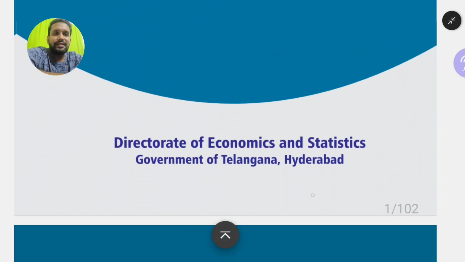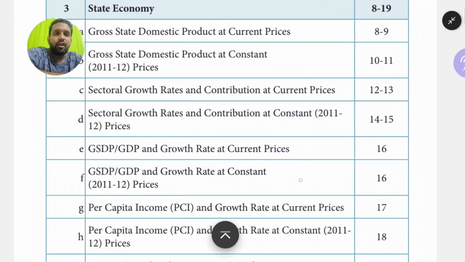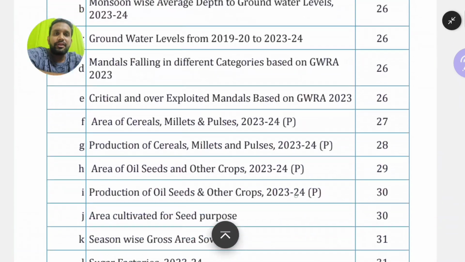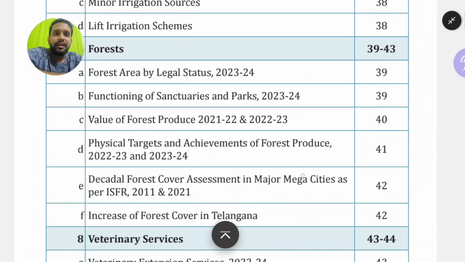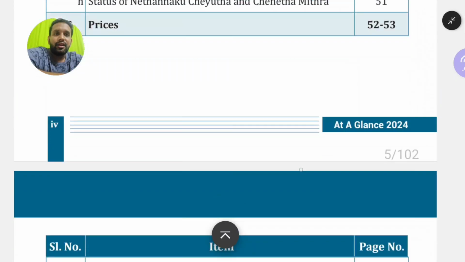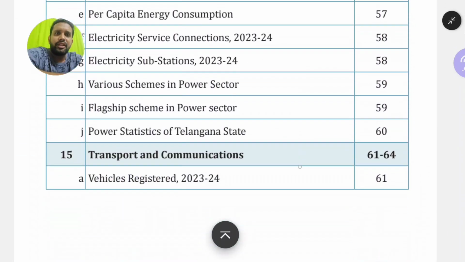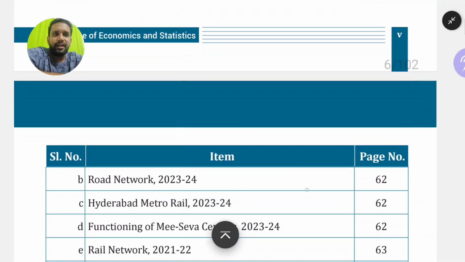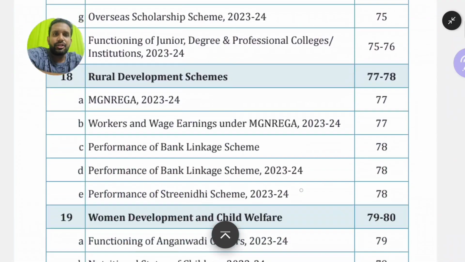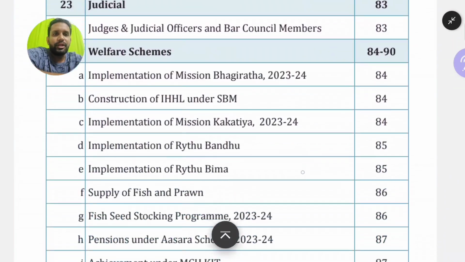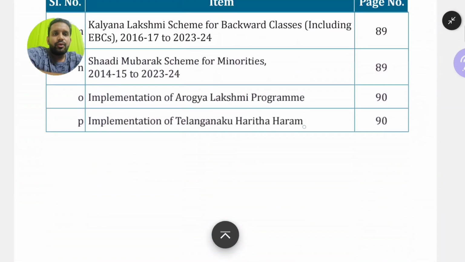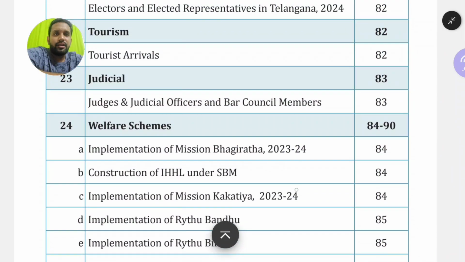Now first of all, let us understand. There are almost around 24 chapters given here. Public finance is there, irrigation, forest, you can see. Mining. So basically all the important areas of our examinations are covered here. Almost 24 chapters are there. So every chapter we are going to cover one by one.